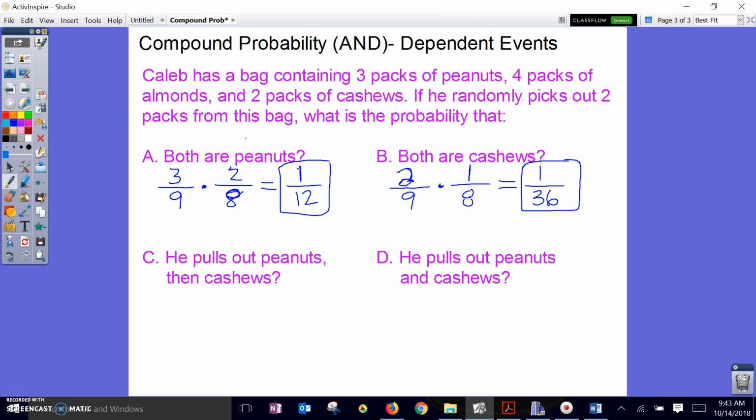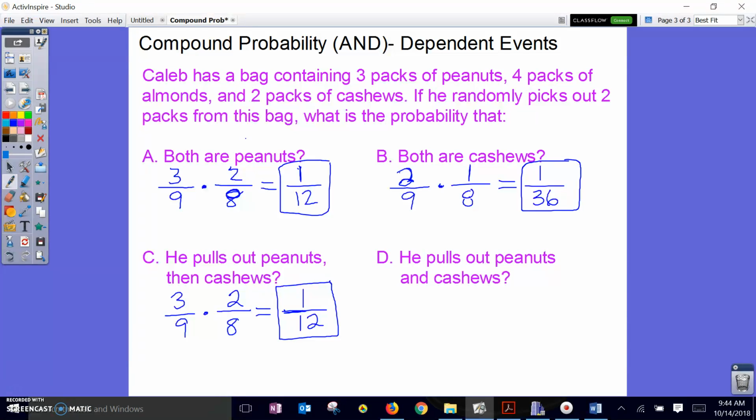All right, part C, he pulls out peanuts, then cashews. So to pull out peanuts first, it's 3 out of 9. Once he's pulled out a pack of peanuts, there are 8 packs left, 2 of which are cashews, and we already did that calculation in part A. So the probability of that is 1/12.